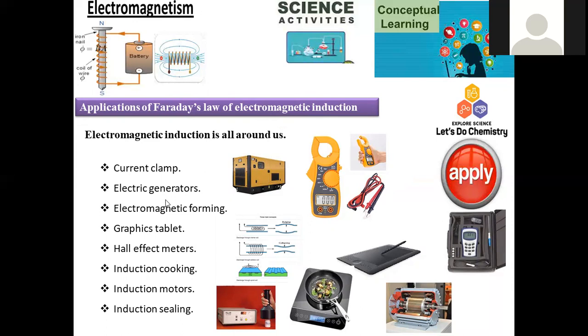Another is the electrical generator, where magnetic energy can be converted into electrical energy at the same instance. This is also operated based on electromagnetic induction. More applications include electromagnetic forming, a kind of system where electromagnetic forming is possible, and tablet phones are operated based on this induction process only. And induction cookware is also available in your domestic kitchens.